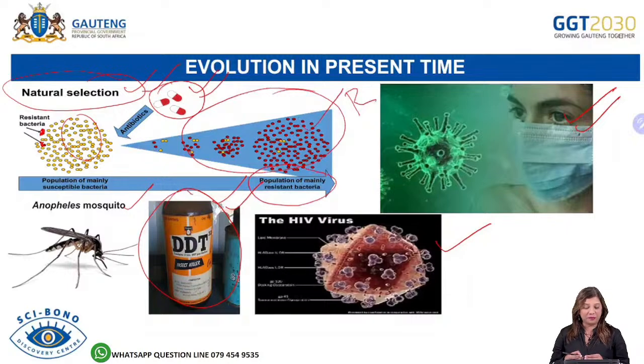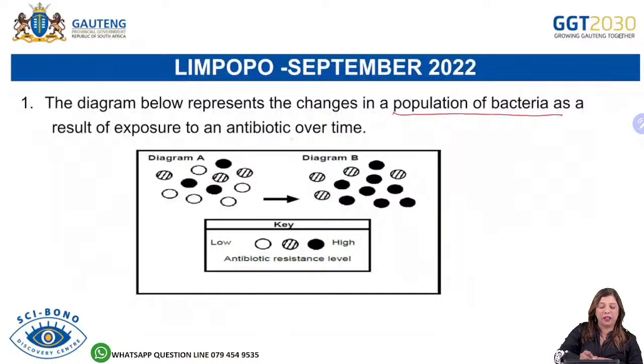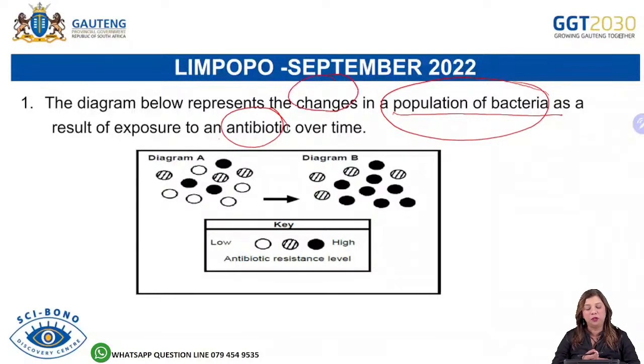If we move on, now we're going to talk about certain examples, because now we know what evolution is in our present time. It's mainly through natural selection and mutation. So what we're going to do is we're going to do a past year paper, and we're going to try and unpack the knowledge that we have just learned. So with regard to the question here, I'm going to read it. The diagram below represents the changes in the population of bacteria as a result of exposure to an antibiotic over time. Now notice I circled the key words.